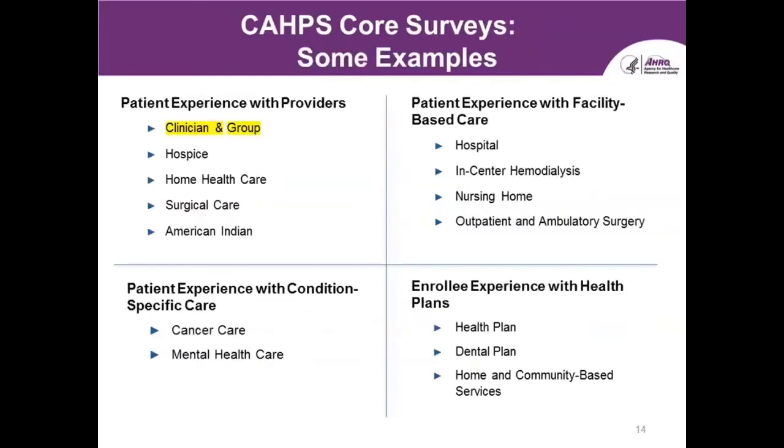The first CAHPS survey was developed actually in the 20th century, and it was targeted at health plans. There are now a variety of CAHPS surveys, as you can see here. Some, such as the hospital survey, assess facility care. Others, such as the cancer care survey, assess condition-specific care. The clinician and group survey that's highlighted here assesses ambulatory care. Next slide, please.